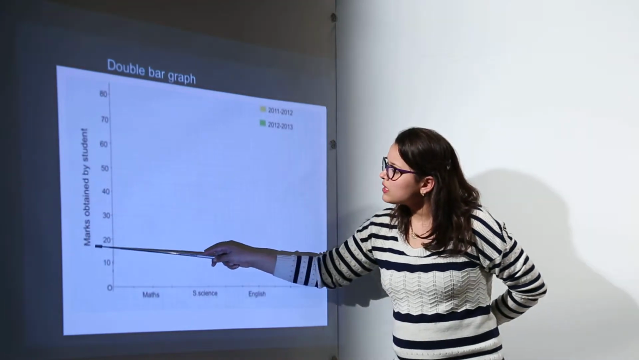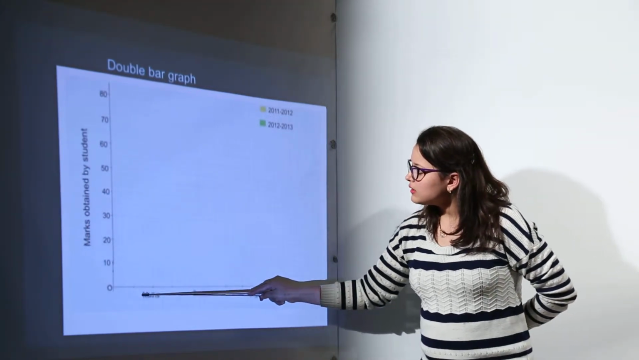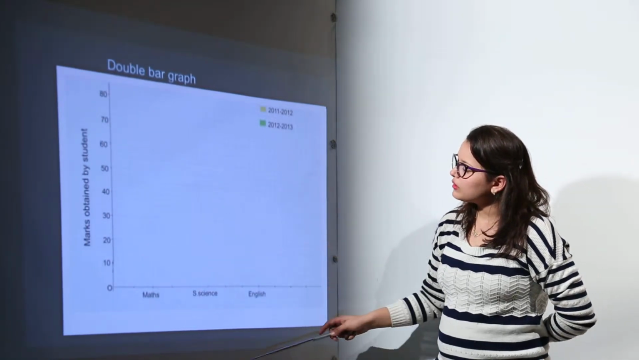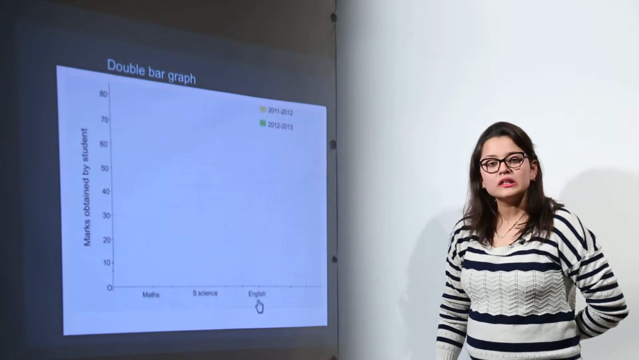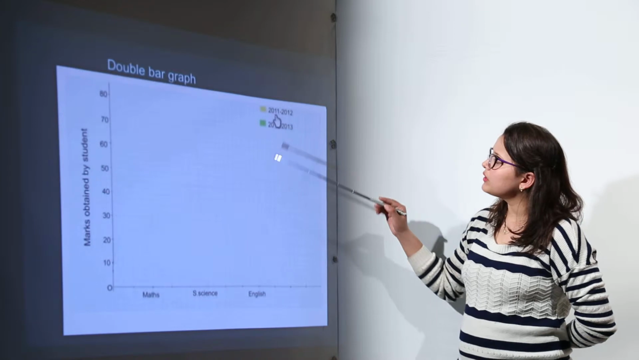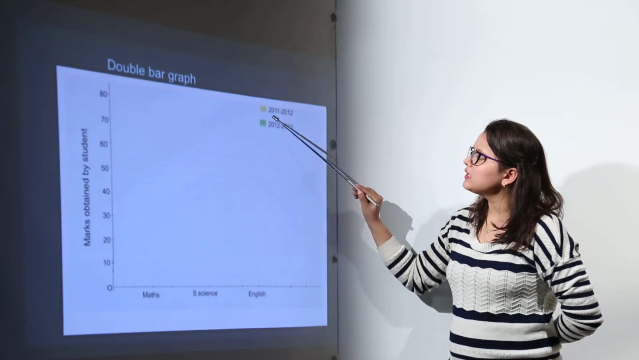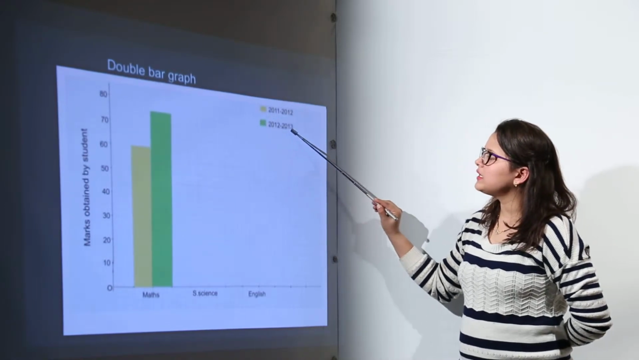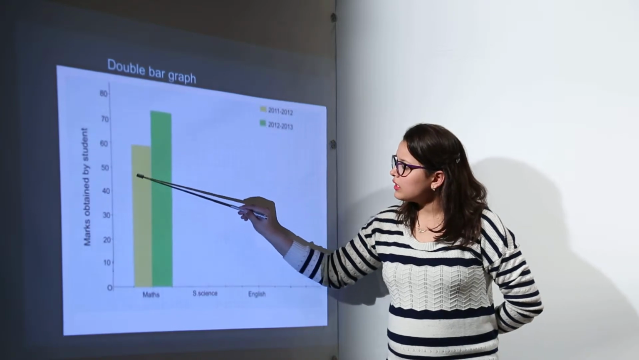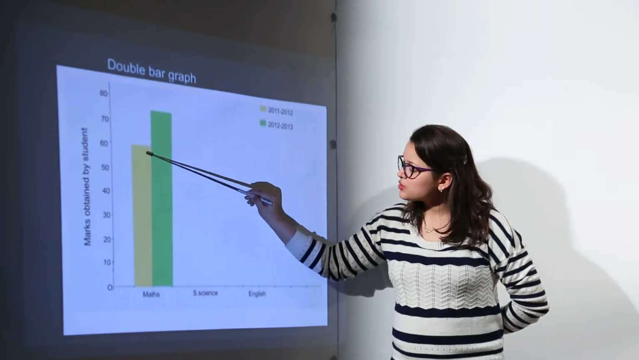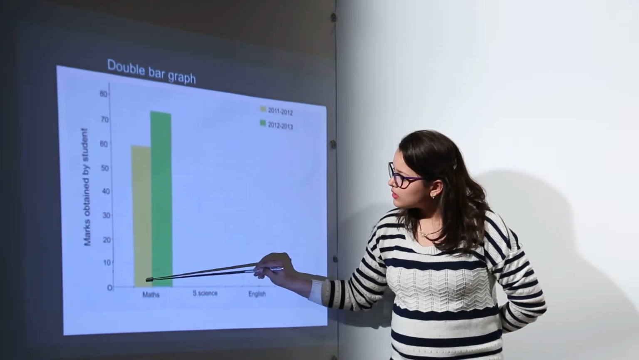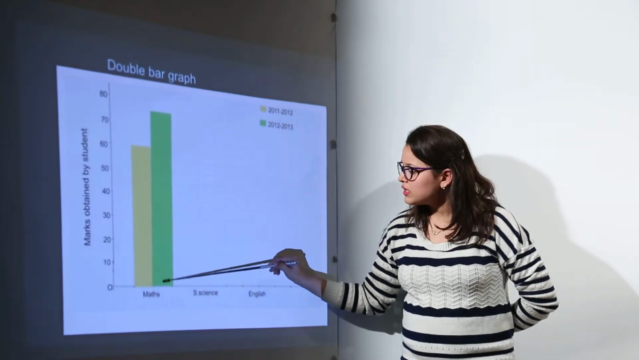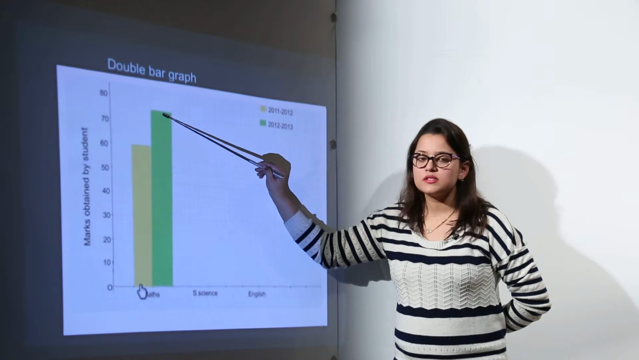Here we will be dealing with marks obtained by students. The marks and the subjects are written here. The subjects are written on the x-axis and the marks obtained on the y-axis, the same way that we have done earlier. The one difference is that yellow bars will be representing the data between 2011 and 12, whereas the green ones are representing data between 2012 and 13. The 2011-12 data shows that in maths the student secured 60% marks, whereas in the next year, 2012-13, the student secured 75% marks.